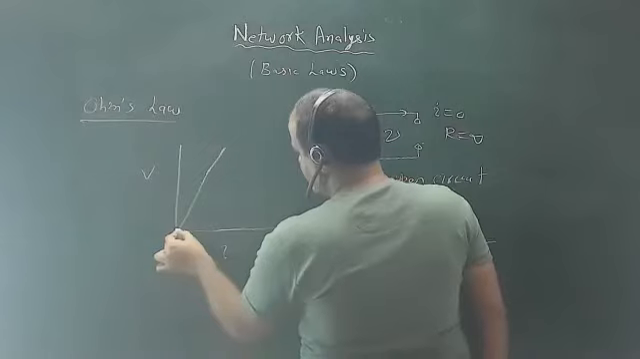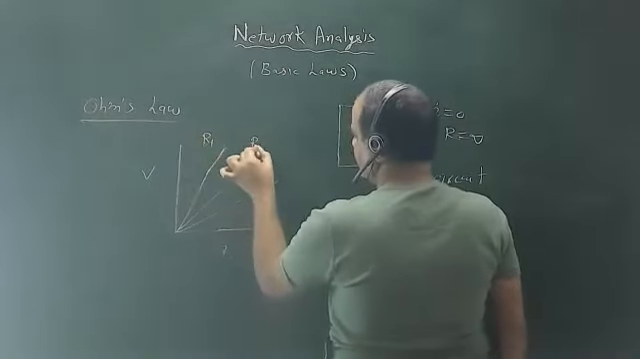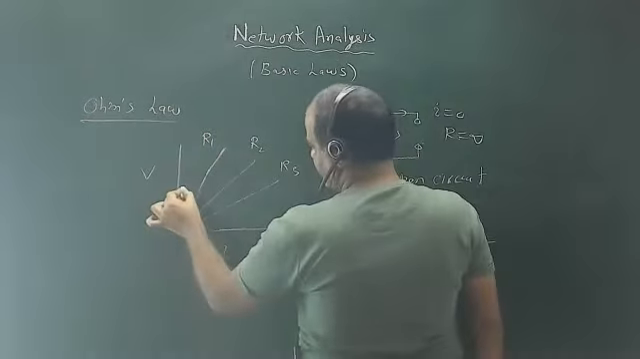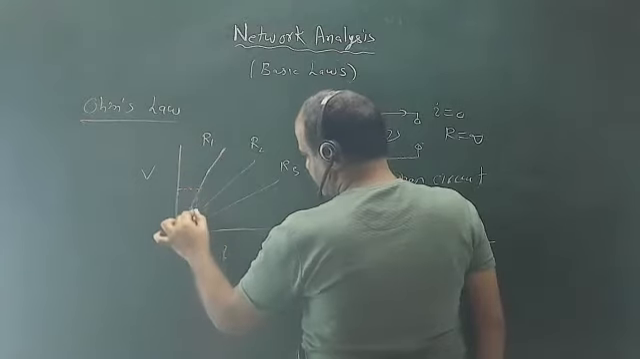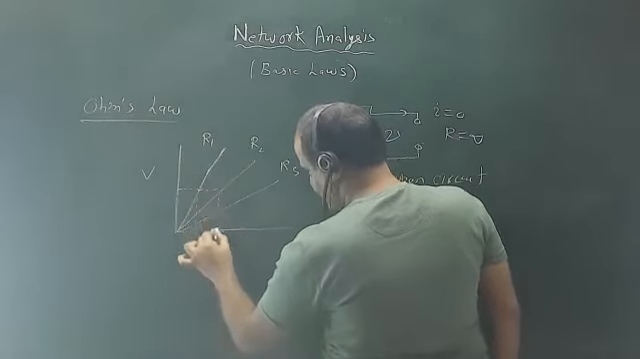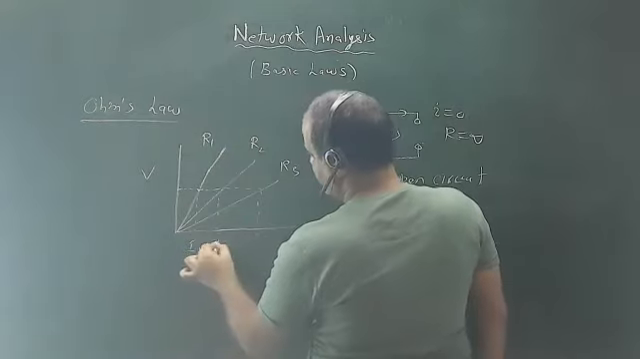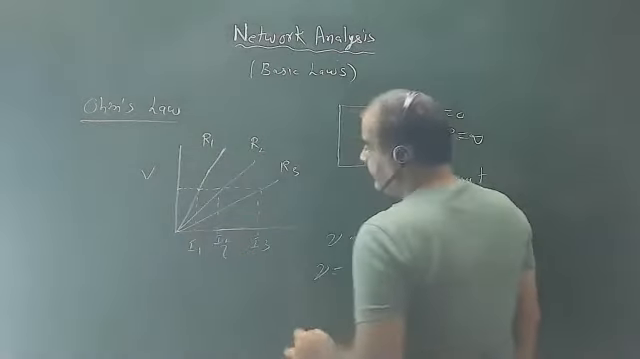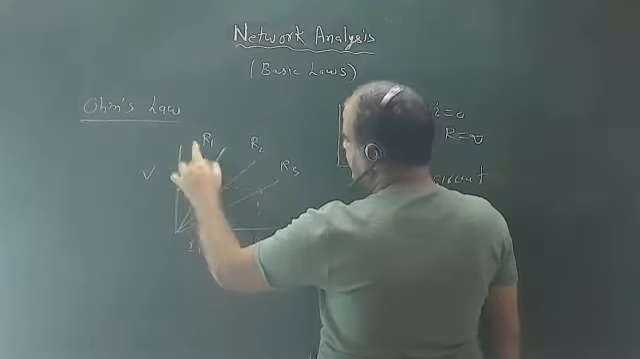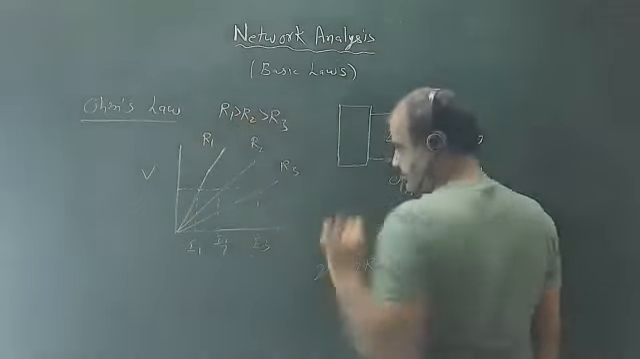Okay, so suppose I have three resistances. This is R1, this is R2, and this is R3. So if I take this voltage here, for this curve this is the current value, for this curve this is the current value, and for this one this is the current value. Say this is I1, this is I2, and this is I3. We are applying the same voltage, and for this curve I'm getting less current. That means R1 is greater than R2, which is greater than R3.